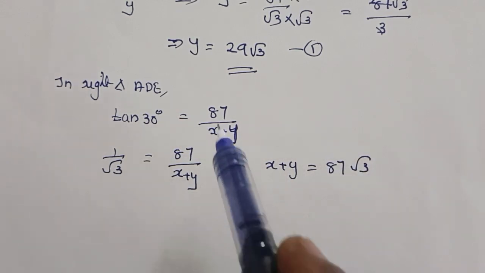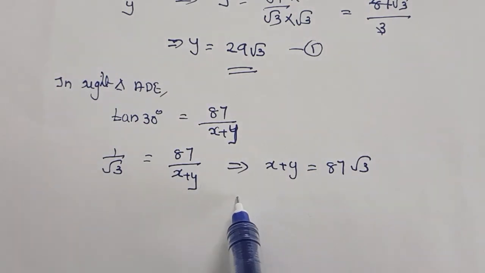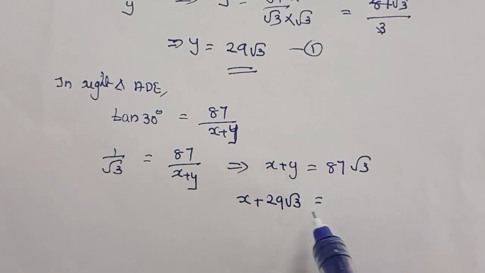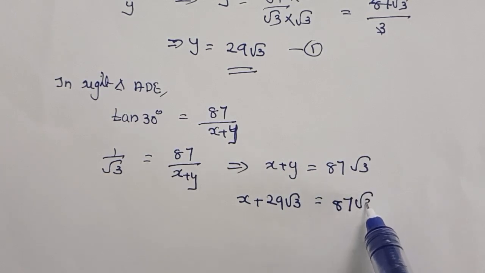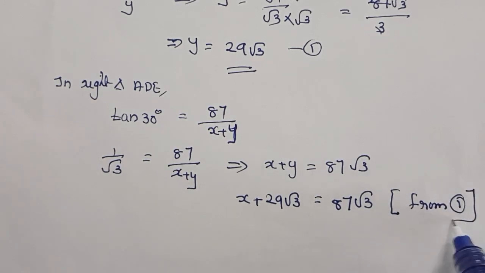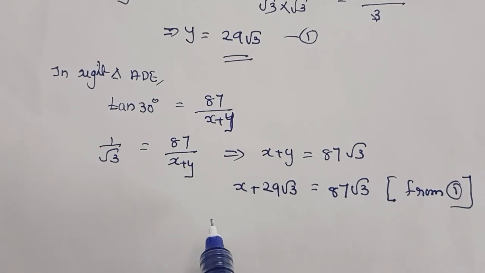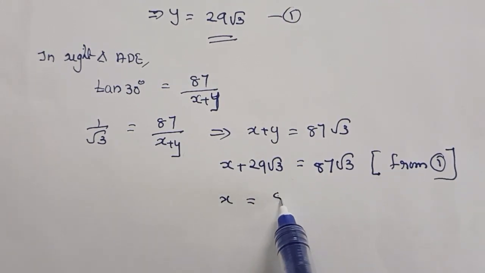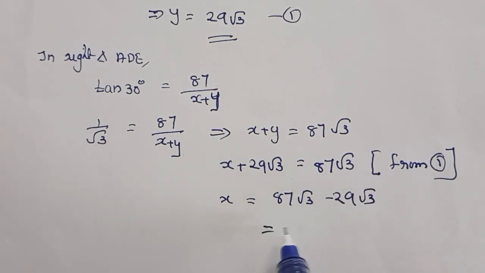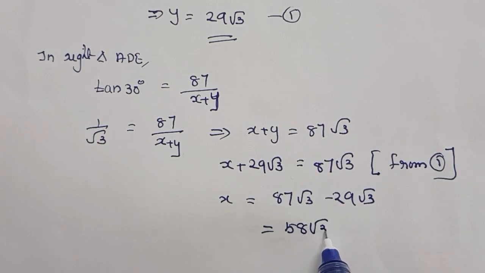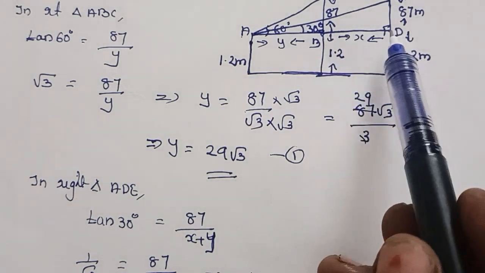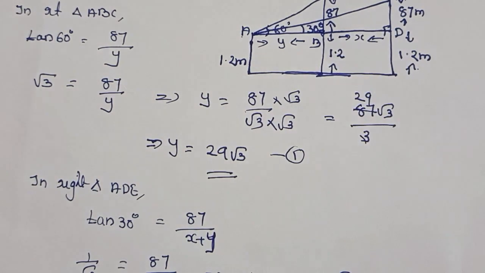Now we can substitute the value of y from equation 1. Therefore, x plus 29 root 3 equals 87 root 3. From equation 1 we substitute the value of y. Therefore, we get x equals 87 root 3 minus 29 root 3. 87 minus 29 is 58, so 58 root 3. Okay, x equals 58 root 3. That is the distance traveled by the balloon, 58 root 3 meters.